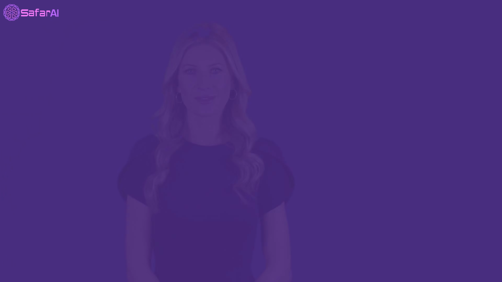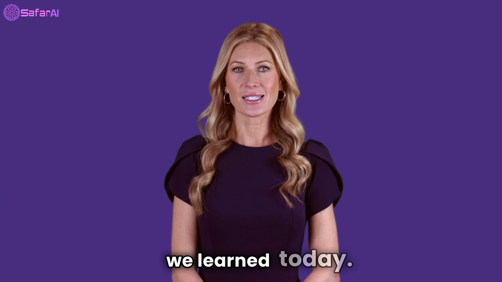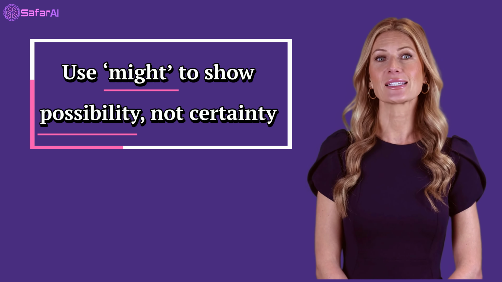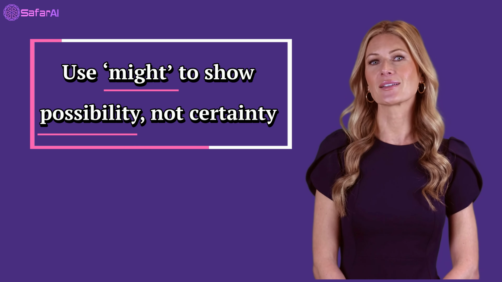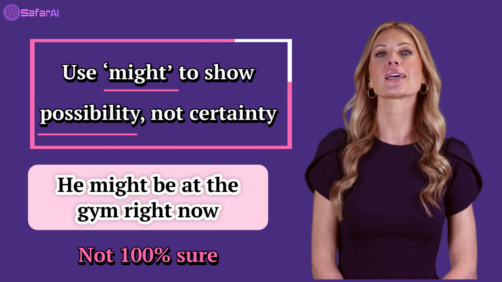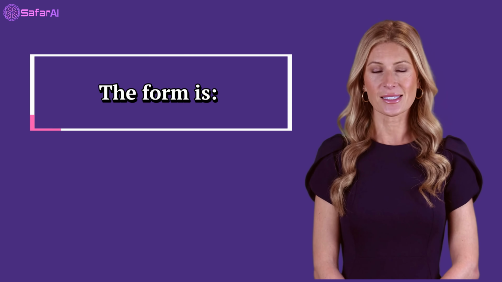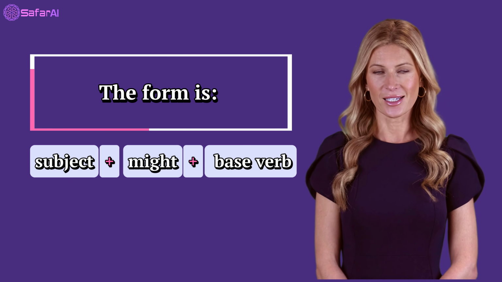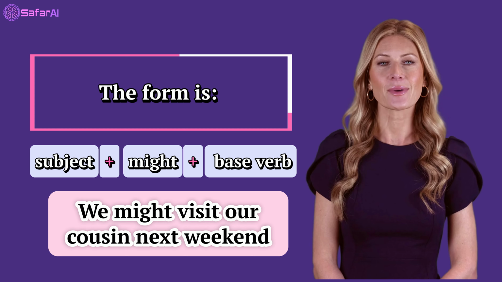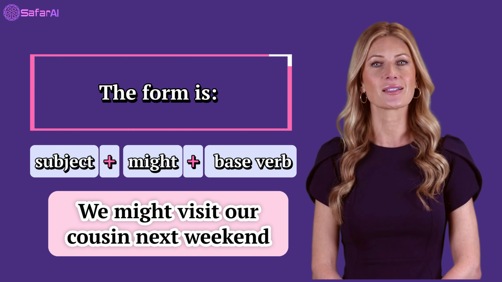Summary. Let's review what we learned today. Use might to show possibility, not certainty. He might be at the gym right now, not 100% sure. The form is subject, then might, then base verb. We might visit our cousin next weekend.